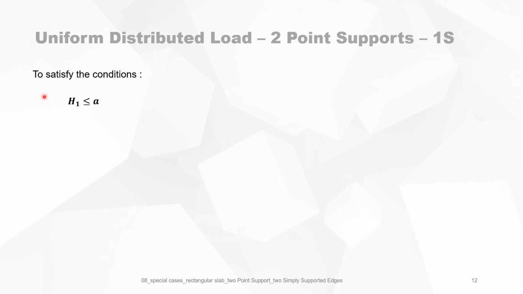We have to satisfy some conditions. Of course, H1 must lie inside the slab, so H1 is smaller than A, and A1 must be positive. The crossing of the yield lines must be inside this slab. And of course, alpha plus beta must be smaller than 90 degrees. Otherwise, it will not lead to any sensible yield line position.